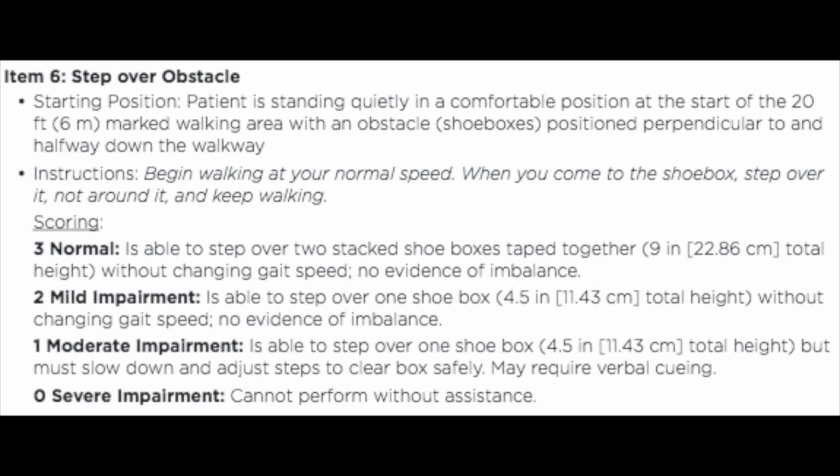A 3 is given if the patient is able to step over 2 stacked boxes taped together without changing gait speed, and there's no evidence of imbalance. A 2 is given if they're able to step over 1 shoebox without changing gait speed and no evidence of imbalance. A 1 is given if they're able to step over 1 shoebox, but must slow down and adjust steps to clear the box safely and may require verbal cueing. A 0 is given if the patient cannot perform without assistance.